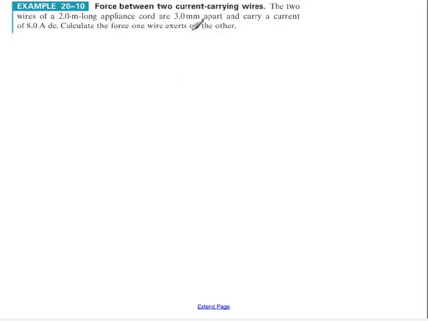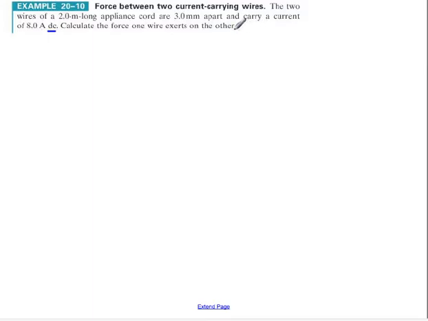This one says we have two current carrying wires. They're in an appliance. Looks like it says DC current. So what kind of appliance might this be? Something with a battery? Maybe a flashlight or something like that. Any kind of battery operated appliance would be DC, pretty much.